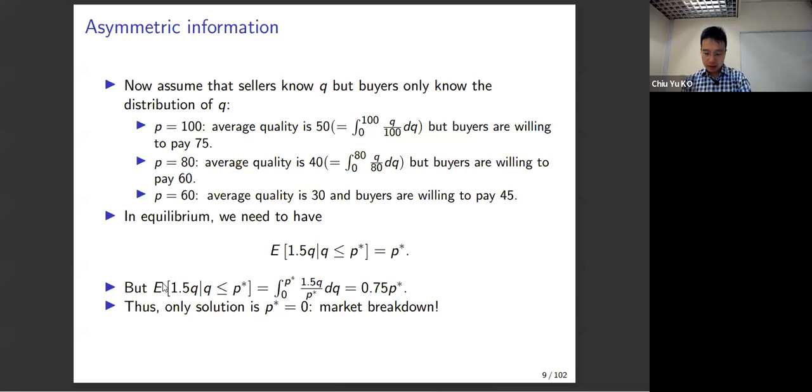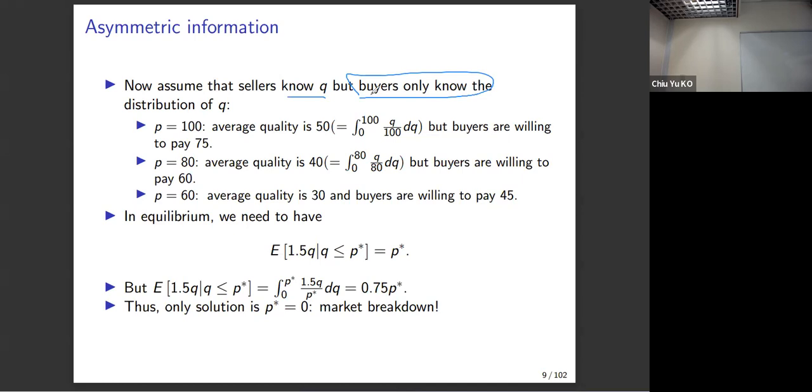This is the more interesting part, and here we are using some Bayes-Nash equilibrium idea. Now we know the seller knows the Q, but the buyer doesn't know. So how do we design an equilibrium in this model?